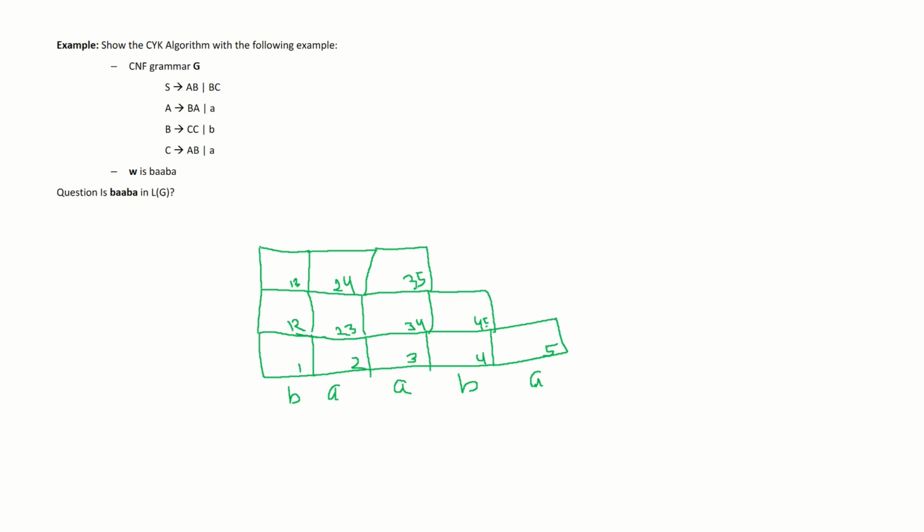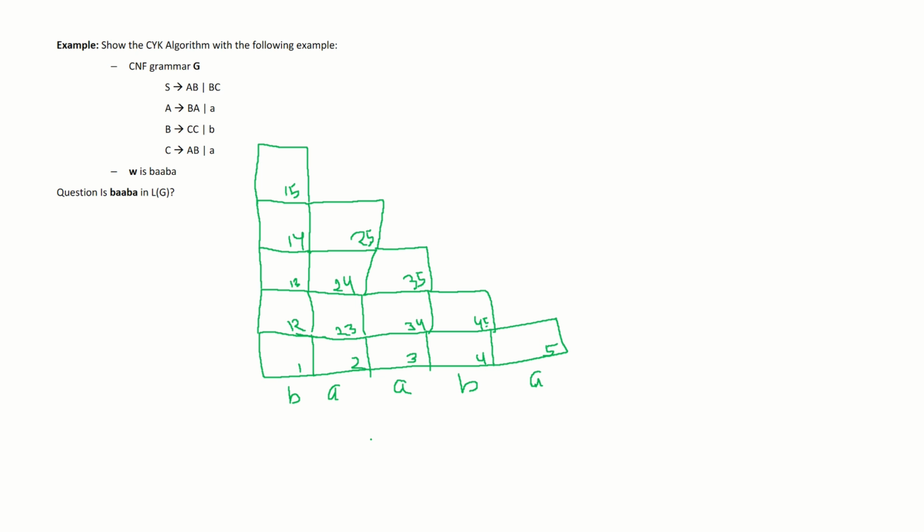And then in the next row we will have substrings of length 4. That means 1 to 4, then 2 to 5. And after that the substring of length 5, that means our main original string, which is 1 to 5, right. Now what we will do is fill up this table by checking how we can generate each substring.